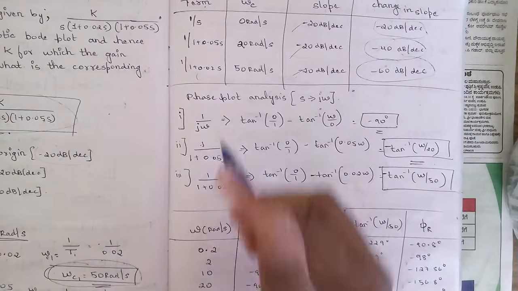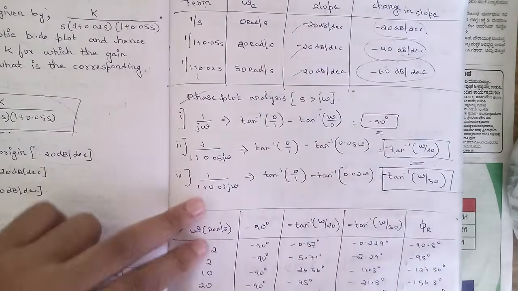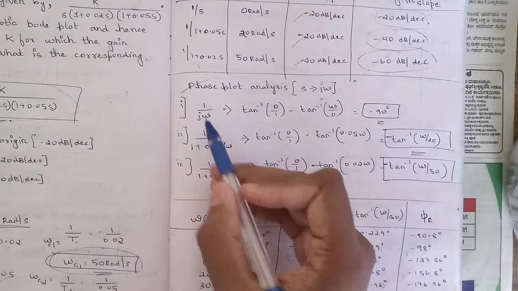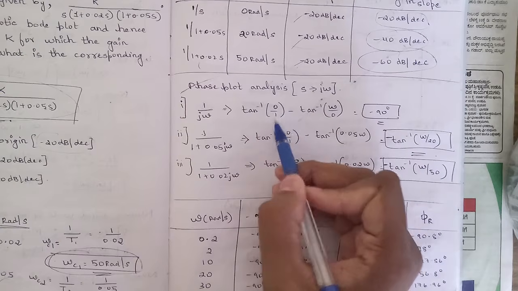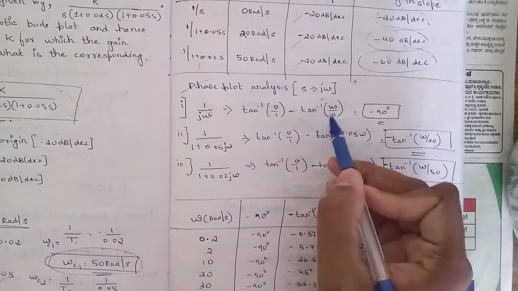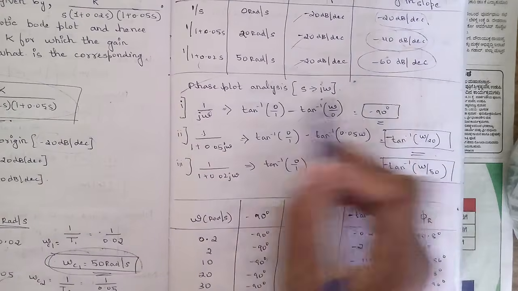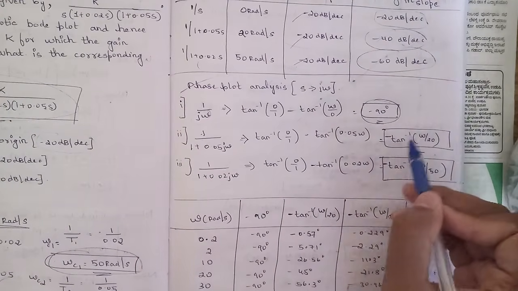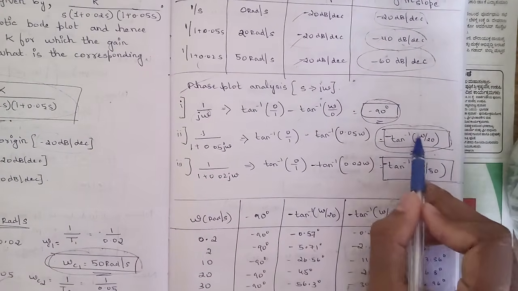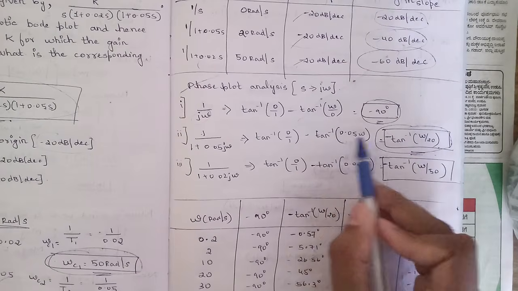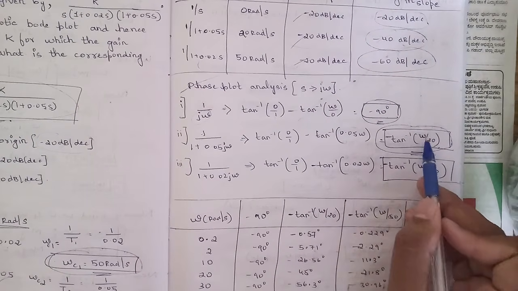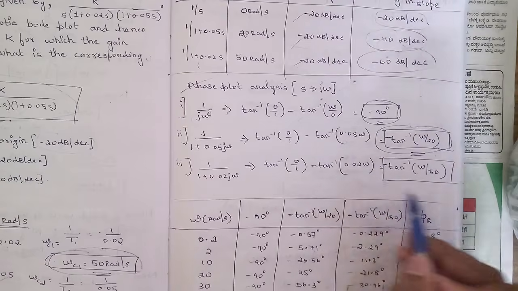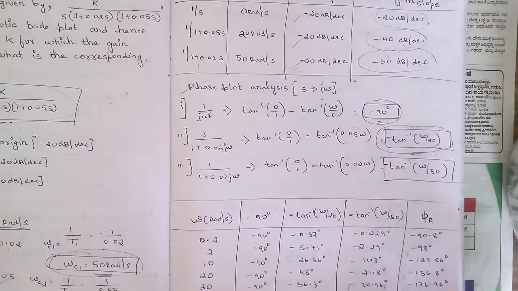Then again the phase plot analysis. S is replaced by j omega. Then again the same thing: for the numerator, tan inverse of imaginary part by real part, minus for the denominator, tan inverse of imaginary part by real part. Substituting, we get the angles as minus 90 degree, minus tan inverse of omega by 20. Since it is 0.05 omega, we can write 0.05 as 1 by 20, so I have written it as omega by 20. And the third angle is minus tan inverse of omega by 50.